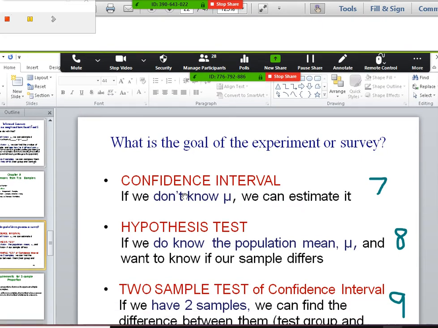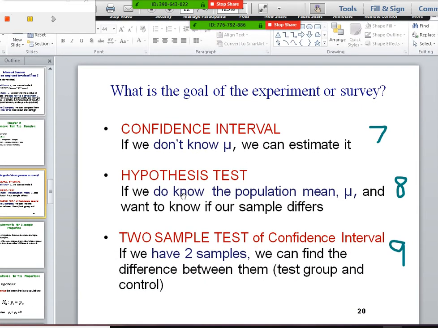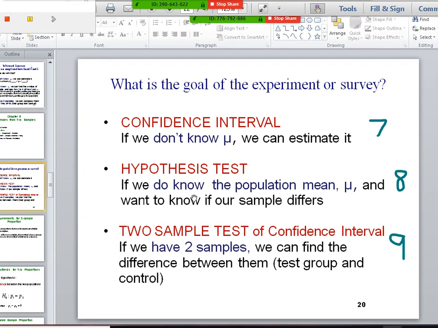So now, you know, we've taken our sample, we've found the X bar or the P hat and the S or the other stuff. What do we do with that? And that's the inferential. This is the inferential side of statistics. So it talks about what the goal of the experiment or survey is. If you don't know what the mean is, you can estimate it using a confidence interval.